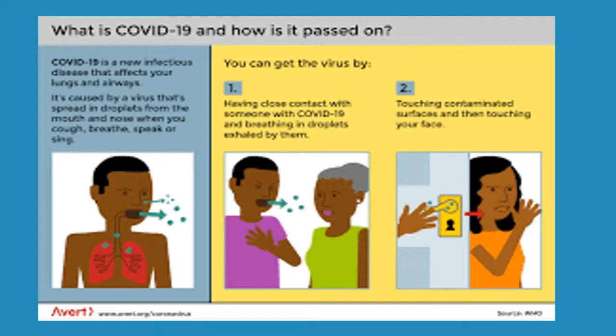How is the disease spread? The disease is caused by a virus spreading droplets from the mouth and nose when you cough, breathe, speak, or sing. Also, by having close contact with someone with COVID-19 and breathing in droplets exhaled by them. Also, touching a contaminated surface and then touching your face. Symptoms. There is an incubation period.